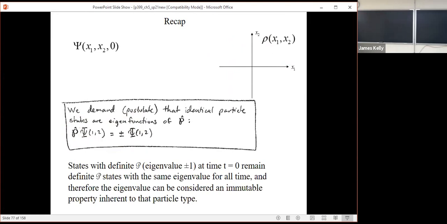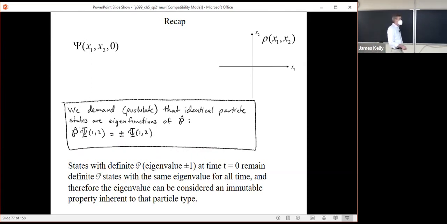The last thing we discussed right before the end of the period was a reference to a theorem that Griffiths proved back in the energy-time uncertainty relation, where states that have definite exchange eigenvalue at time t equals 0 remain definite exchange states. In other words, they remain eigenfunctions of the exchange operator for all time with the same eigenvalue. So once you start out in a +1 state, you stay in that +1 state.